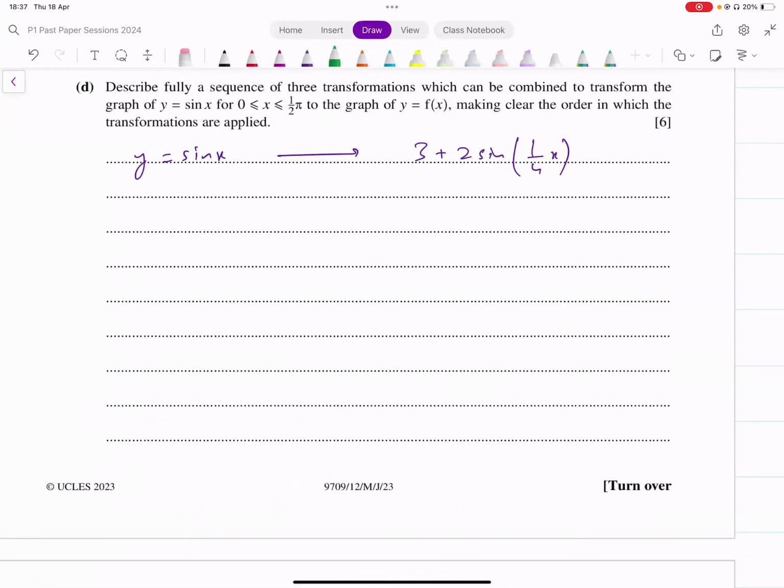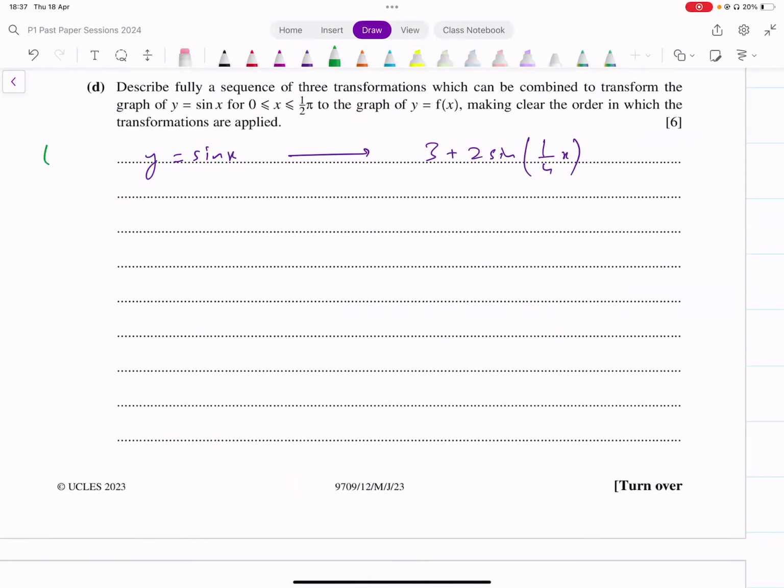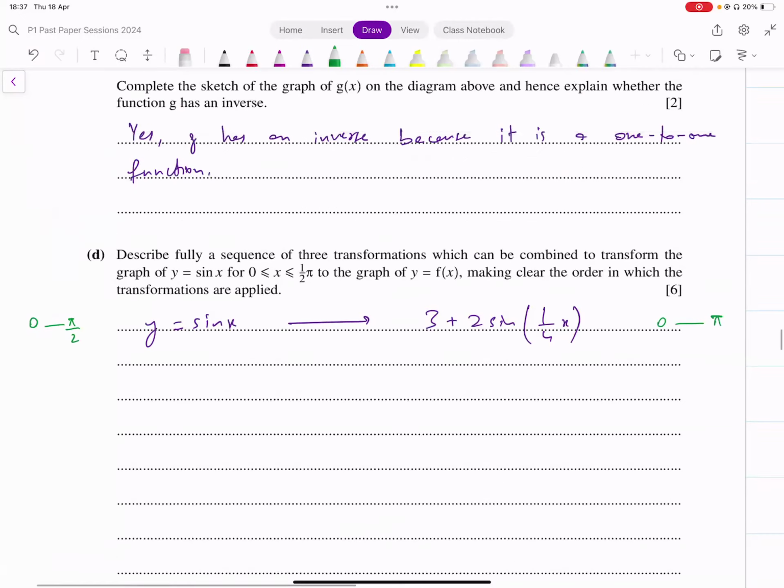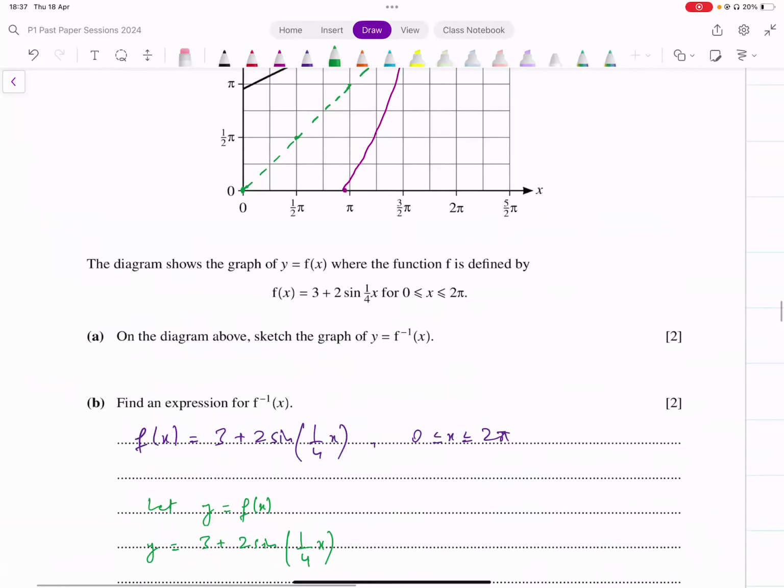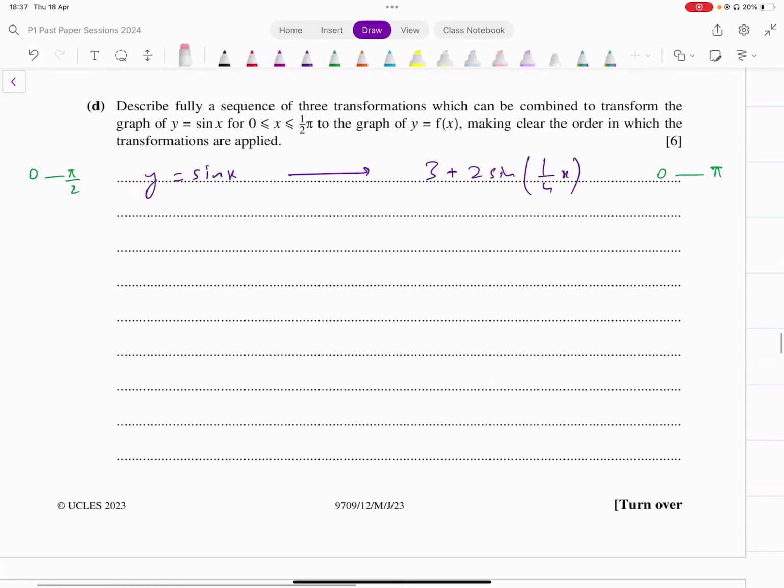Now, the domain for this first graph, sin x, is given to be from 0 to pi over 2. And for f of x, it's from 0 to 2 pi. What are the transformations that are taking this graph from sin x to this? We have some vertical transformations, some horizontal transformations. Whatever happens outside the function, that's vertical. Whatever happens inside the function, that's horizontal.